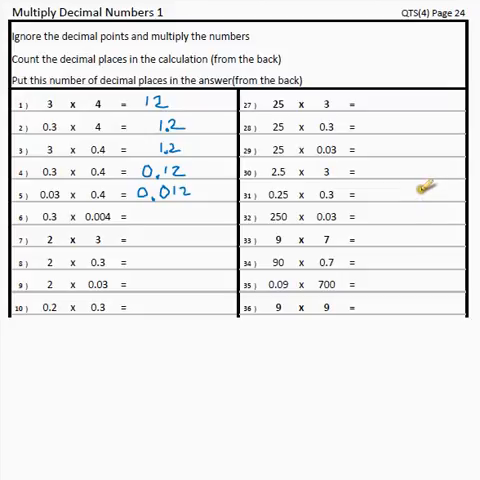I just quickly want to look with you through this one: 250 times 0.03. What you can do first of all is think, what is 25 times 3? Maybe you should know that is 75, whatever way you get that answer. But what I really had was 250, so we add a 0 there.